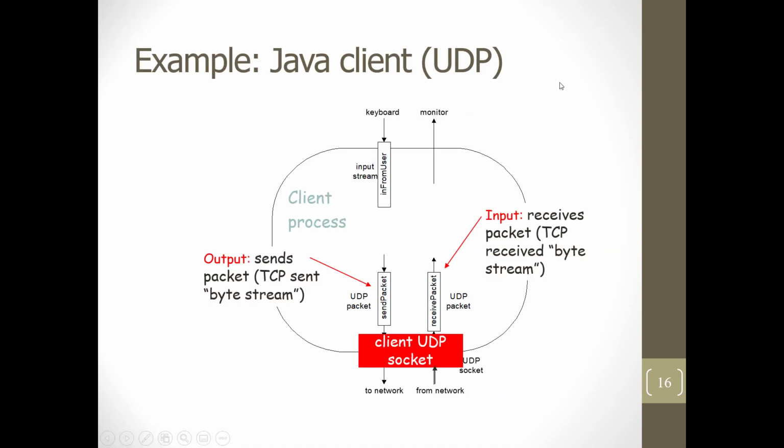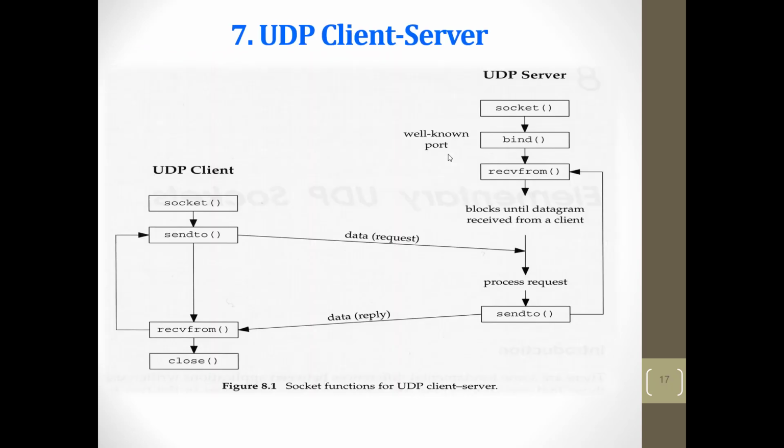Then the next one, the same example. We already discussed, from the keyboard to the monitor. That means if you type something on the keyboard, it goes through your network and you get some output. How are these things working? It is almost the same concept, whatever we discussed in the previous slide. Now, if you see this picture, you will understand very clearly about UDP sockets.